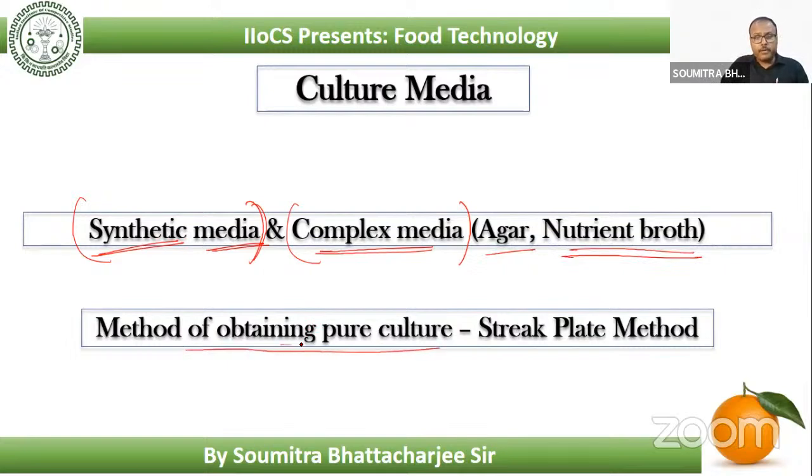How can we obtain a pure culture of a particular organism? It can always be obtained by a special method, and that special method we call the streak plate method. In the streak plate method, we take the inoculum and simply streak it over the media, and we show the growth of the organism.